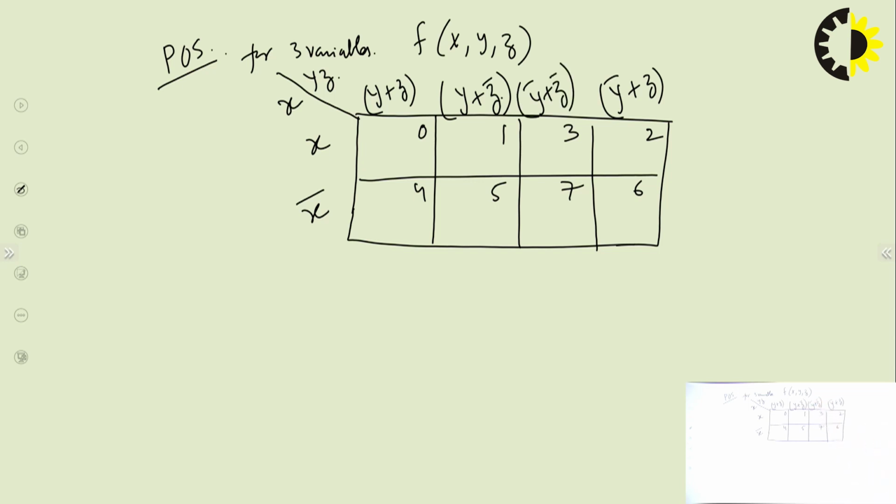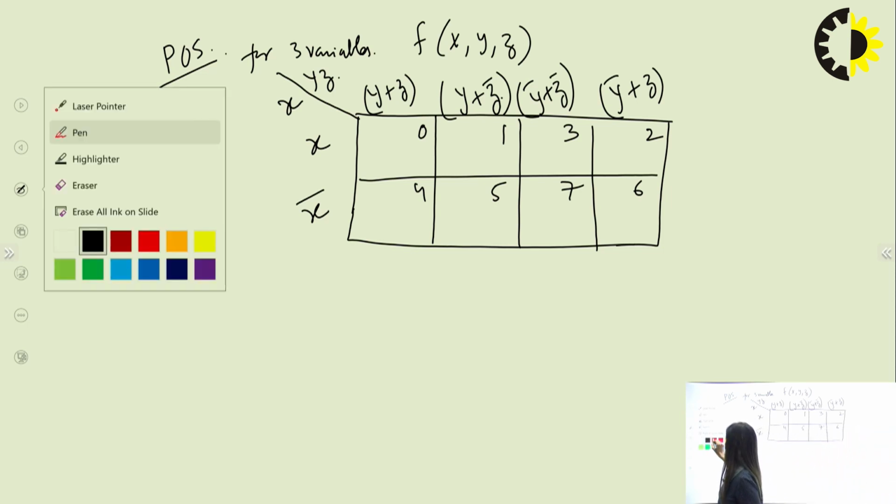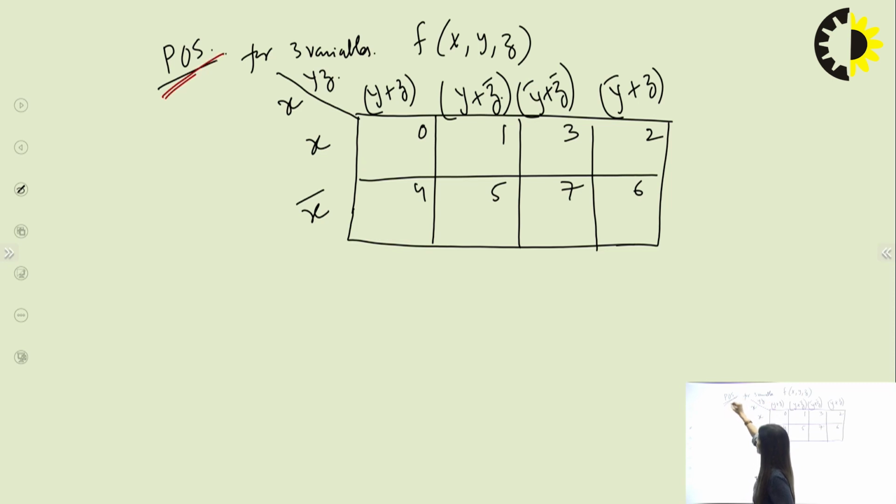Because it is POS, product of sum. So I have written in the sum form. This K-map I am counting horizontally because I have put the first variable down the line, and then I am writing into the sum of product form. Instead, I am writing in the product of sum. So I am writing the sum form over the cells, right?